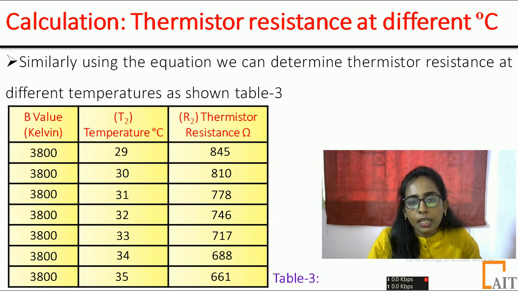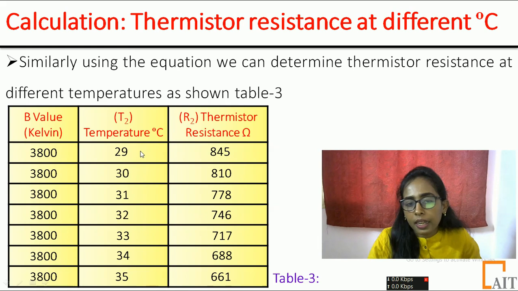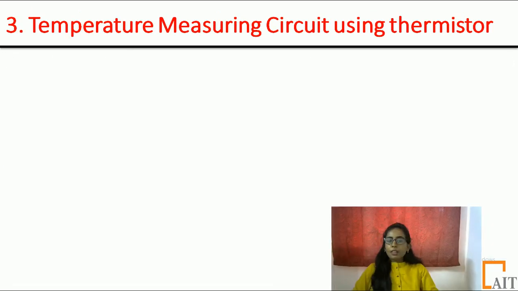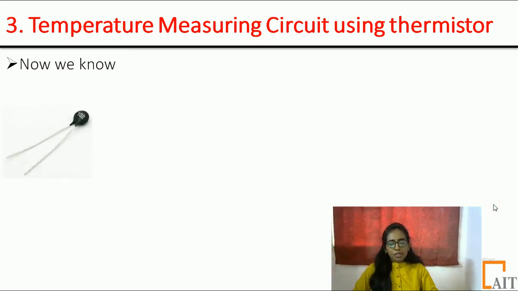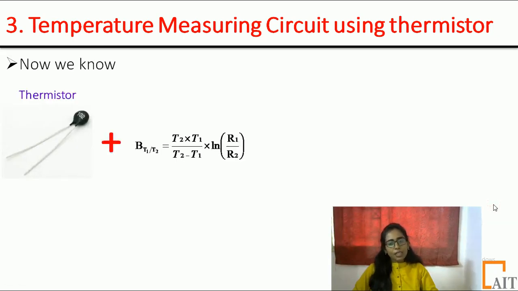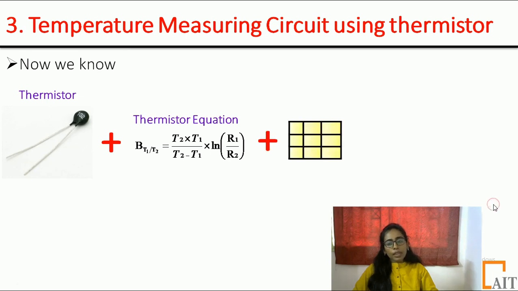And as you can see, the resistance value ranges between 845 to 661. The temperature at 845 ohms resistance was 29 degrees and the temperature for 661 ohms was 35 degrees. So as the temperature increases, the resistance is decreasing, meaning that this calculation was made for an NTC type thermistor. So now we know what a thermistor is, and we know the thermistor equation, and we are also able to look into the data sheet and perform some analysis.